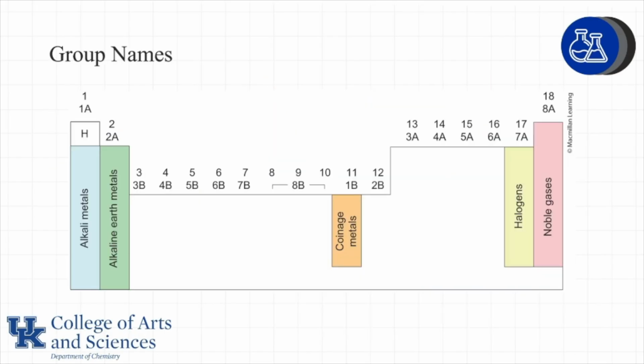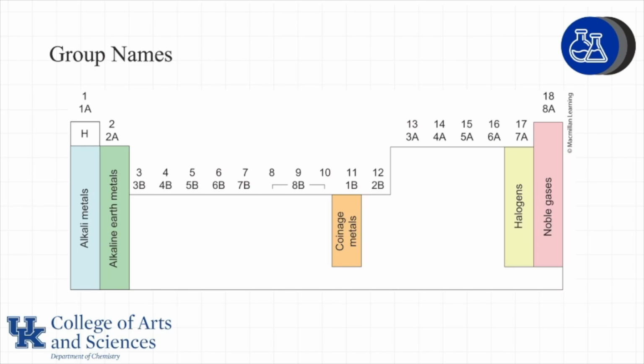A few of the group names that you'll hear quite often are Group 1, which are the alkali metals. This does not include hydrogen. Group 2, which are the alkaline earth metals. Group 17, which are the halogens, so fluorine, chlorine, bromine, iodine. And then group 18 are the noble gases. So these are very unreactive elements.